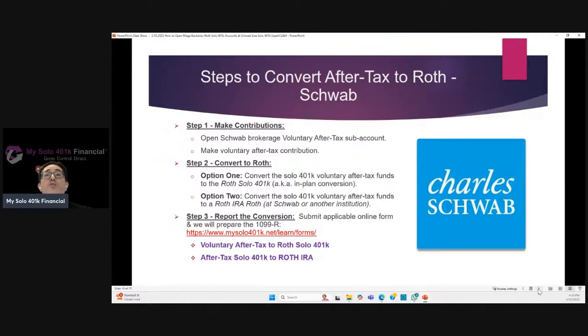So customers just use our online form. They can submit the information 24/7 at mysolo401k.net/forums. It'll redirect you to the page where we have our different forms. So there'll be one form if you're moving the money to a Roth solo 401k, a different form if you're moving those voluntary after-tax funds to a Roth IRA.